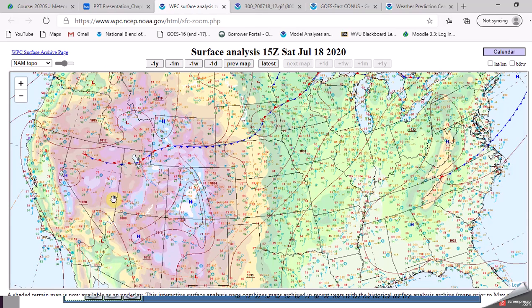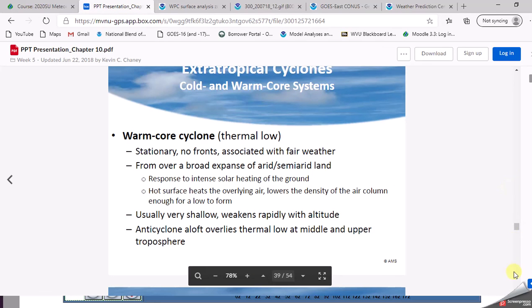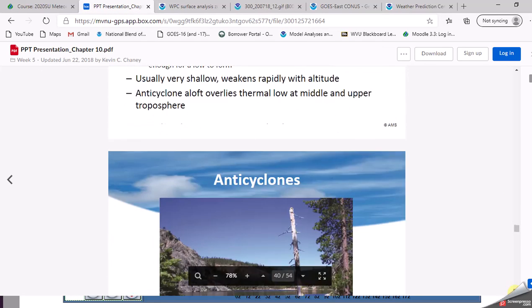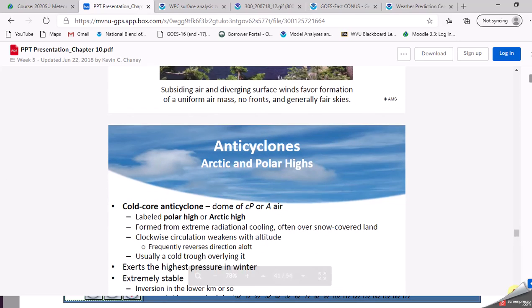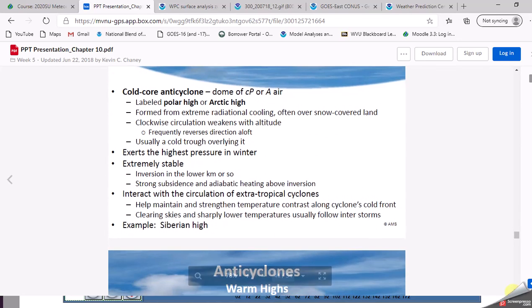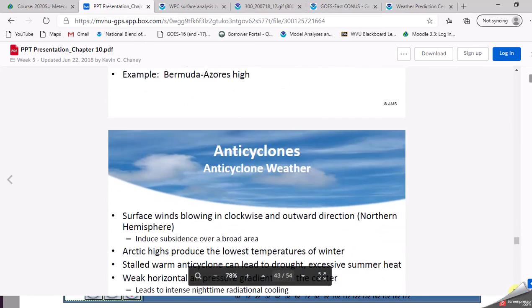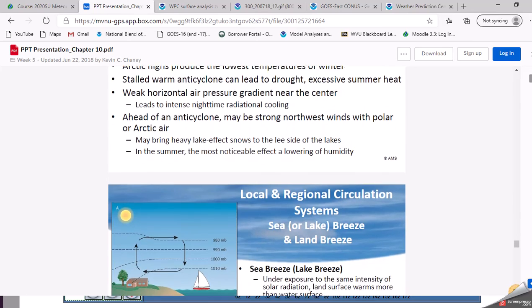They actually, aloft, will become high pressure systems. So you can see the difference. Cold core, extratropical. Warm core anticyclones, on the other hand, weaken with height because they're all warm on the way up. The anticyclones are just the highs that build. They can be warm or cold. And that's where all of your different air masses form.